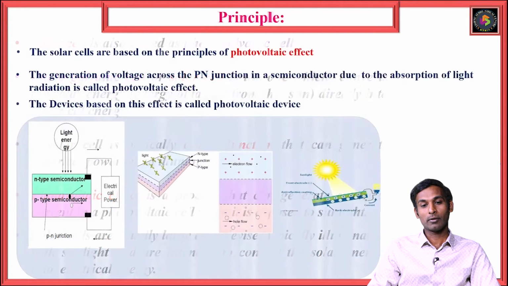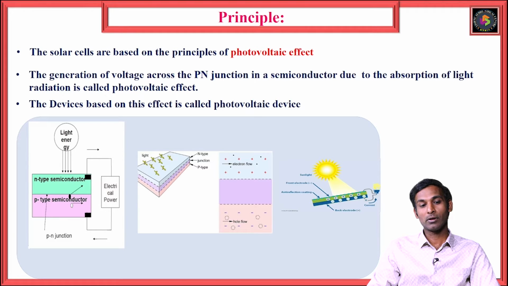Now you can see the principle behind the solar cell. Solar cells are based on the principle of the photovoltaic effect. This is an important point for the solar cell. LED works on the principle of injection electroluminescence, while the solar cell's working principle is the photovoltaic effect. So LED and solar cell have a similar structure, but the principle is different, though the operation is the same. Both work under the forward bias condition.